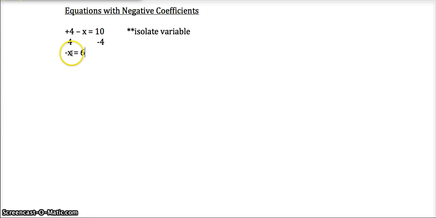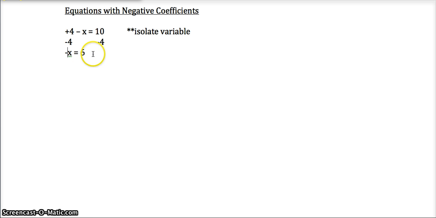Now, is this our final answer? I want x to be by itself, but is it by itself right now? It's not, because it has a negative right in front of it. So we want to know what x equals. We don't want to know what negative x equals. So how do we get this negative to go away?